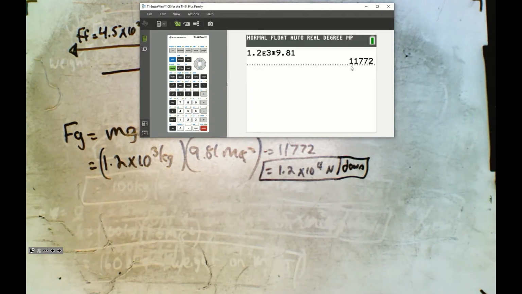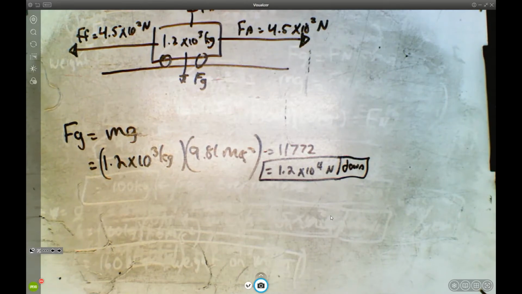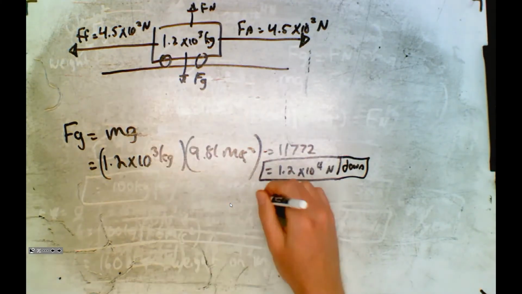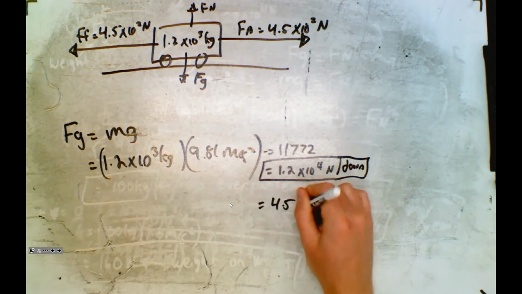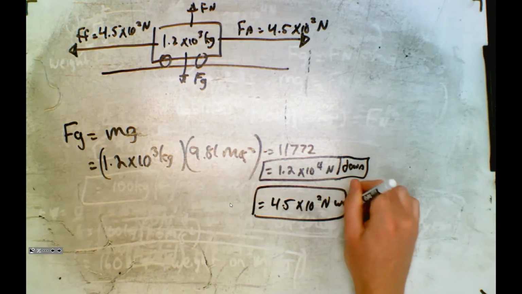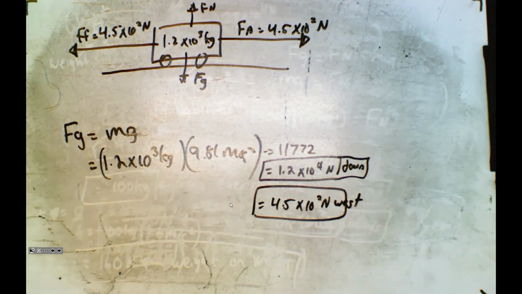Okay, and then determine the force of friction acting on the car. Well, the force of friction, because it's moving at a constant speed, is going to be the same as the force applied. I already drew that in there. The friction, 0.5 times 10 to the 2 newtons. Right? And we can say west, because the car's going east, so it's backwards.